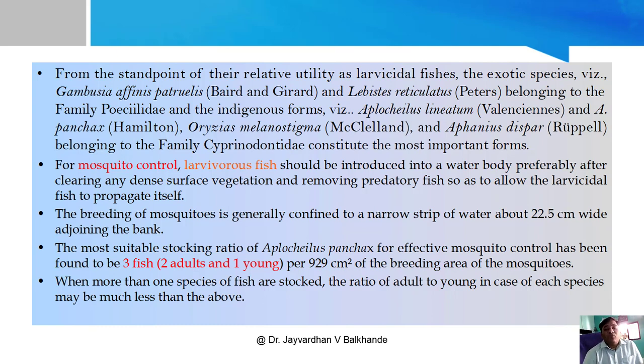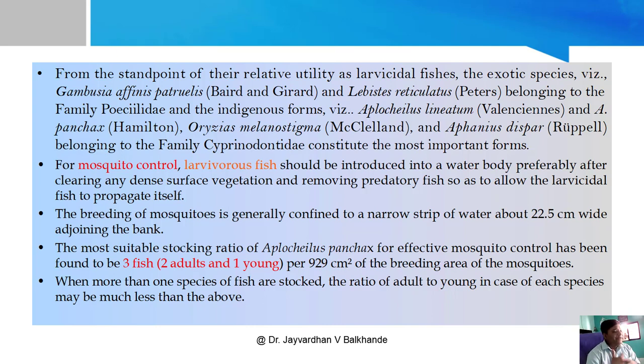So the breeding of this mosquito is generally confined to a narrow strip of water about 22.5 centimeter wide adjoining the bank. So the most suitable stocking ratio of this Aplocheilus panchax for effective mosquito control has been found to be 3 fish, that is 2 adults and 1 young one, per 9 centimeter square of the breeding area of this mosquito. Wherever the mosquito breeding area is, I have to put these Aplocheilus panchax in the ratio of 3 fish, that is 2 adults and 1 young fish.